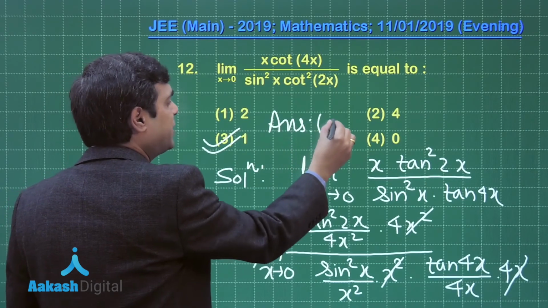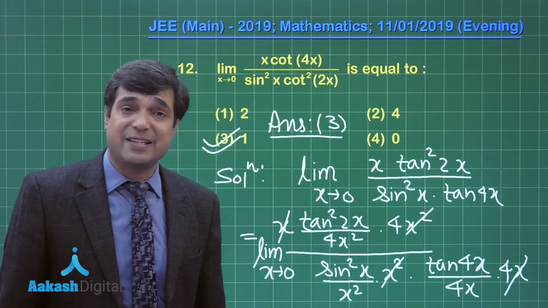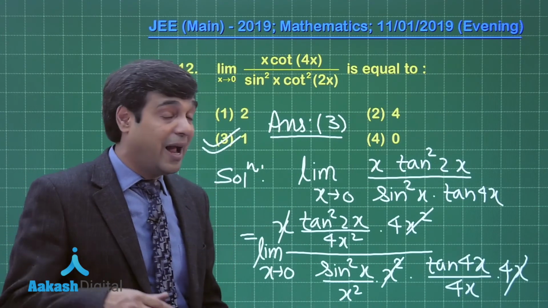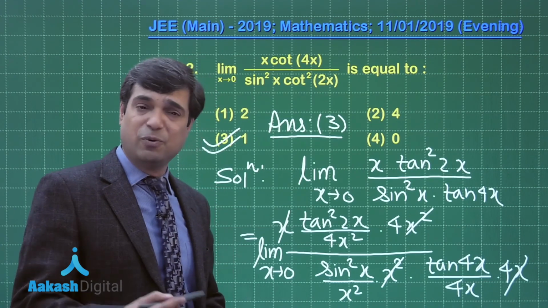A simple question from limits where simple formulas were used, like tan theta by theta under the limit theta approaching 0 and sin theta by theta under the limit theta approaching 0. Let us move on to the next one.